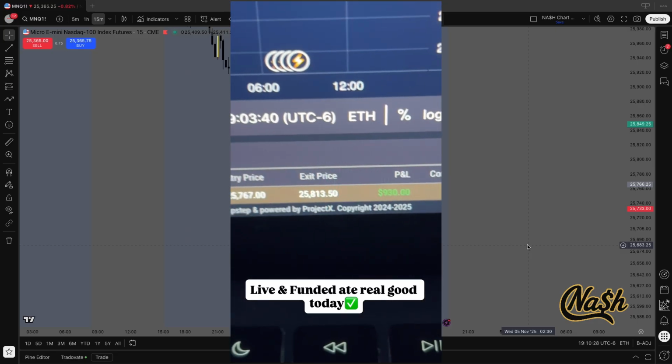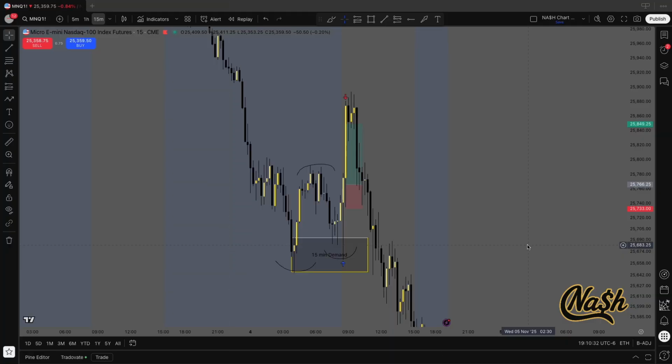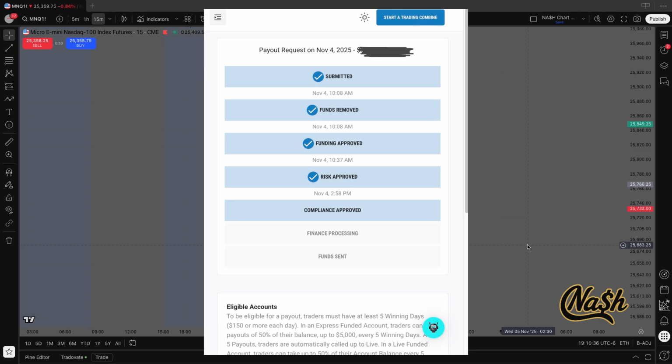I also took payout today, so I'm just going to show some screenshots, screen recordings of my trade after I took profit, and then I'm going to show a screenshot of me taking payout. So without further ado, we're going to dive straight into it.